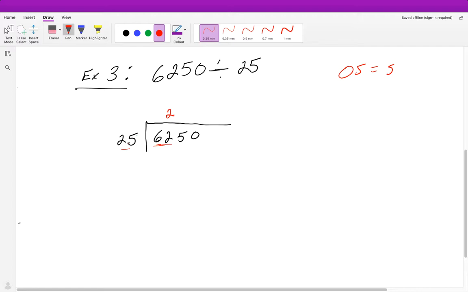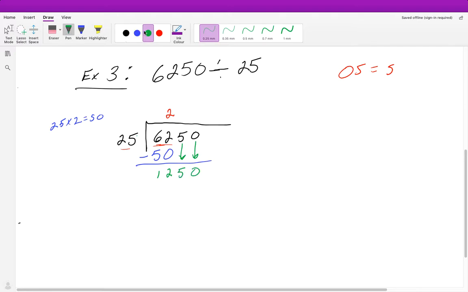So 2, and then what we do now is we do 25 times 2, which is 50, and we're going to write that 50 here, and then we subtract. Whoops, I wrote plus, and then we subtract. Well, 6 minus 0 is... 2 minus 0 is 2, 6 minus 5 is 1, and then we bring these two numbers down, so it's 1, 2, 5, 0.